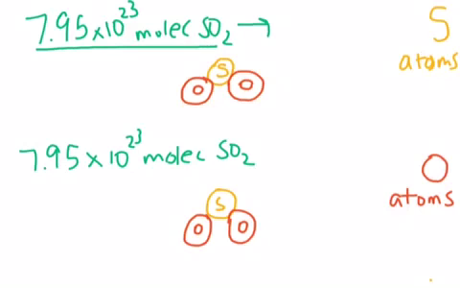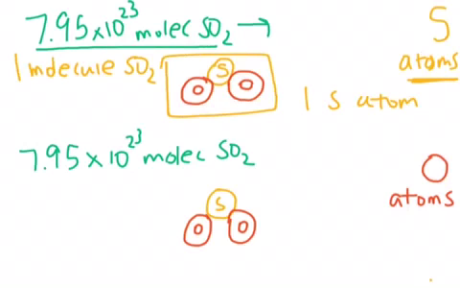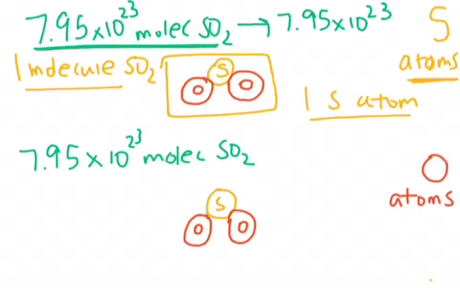If you were asked to find the number of S atoms over here, then I need to look at the structure here, or the count of the atoms in a sulfur dioxide molecule. And I see that for every 1 molecule of SO2, there is only 1 S atom. So I can easily follow that correlation of one of these to 1 S atom to say that if I have 7.95 times 10 to the 23rd molecules, I'm going to also have 7.95 times 10 to the 23rd S atoms, a 1-to-1 ratio of the molecule to the atoms.